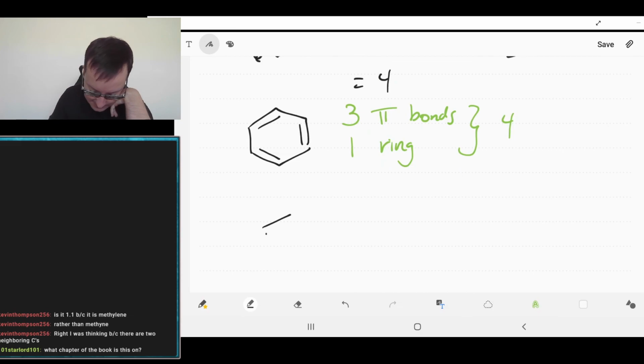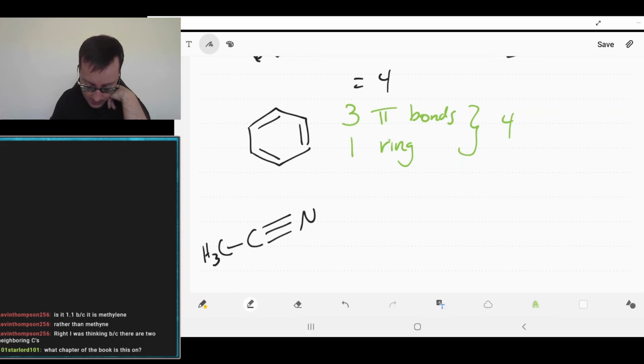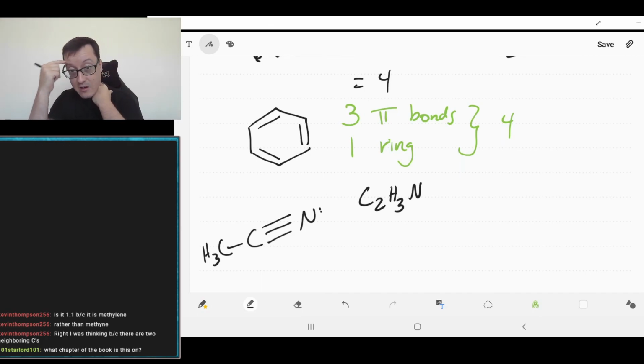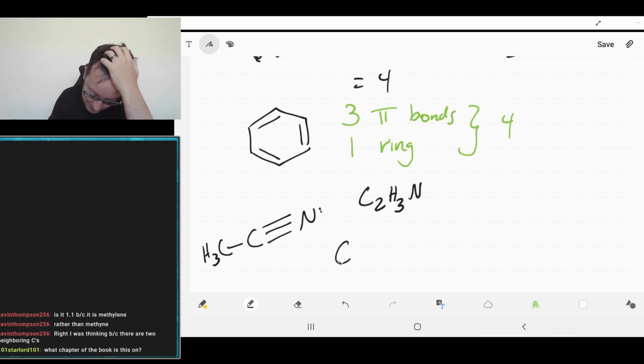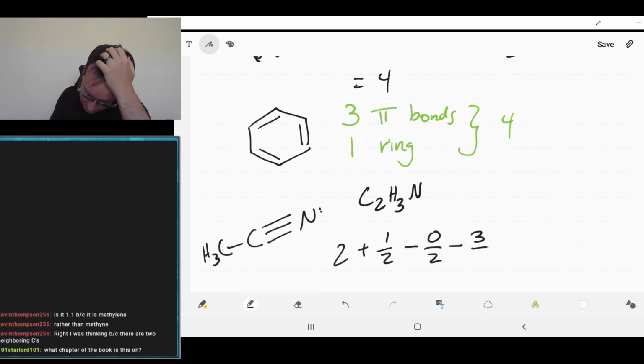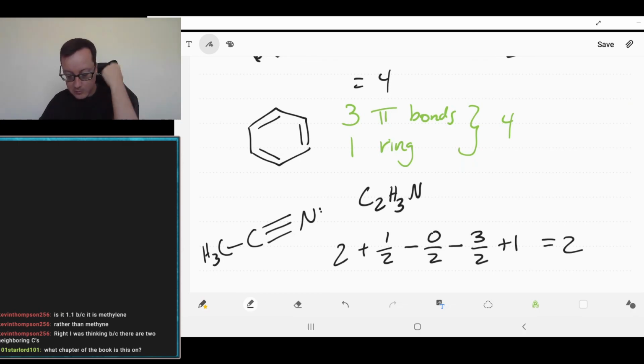So something like this. The formula for this would be C2H3N. We see in this molecule that we have these things, right? IHD would be 2 plus 1 over 2 minus 0 over 2 minus 3 over 2 plus 1. Doing this, you get 2. And indeed, we see 2 pi bonds here.